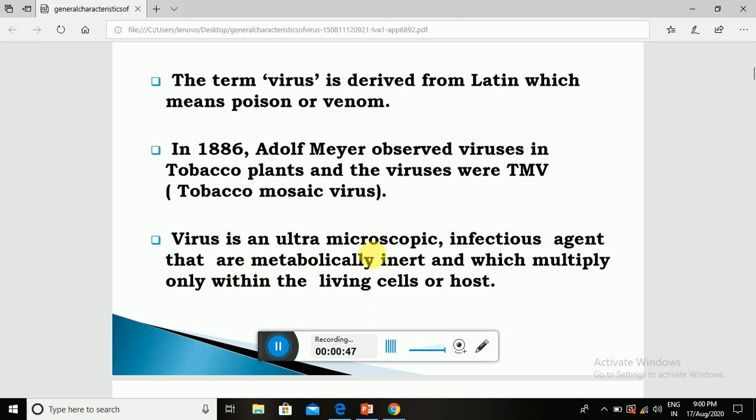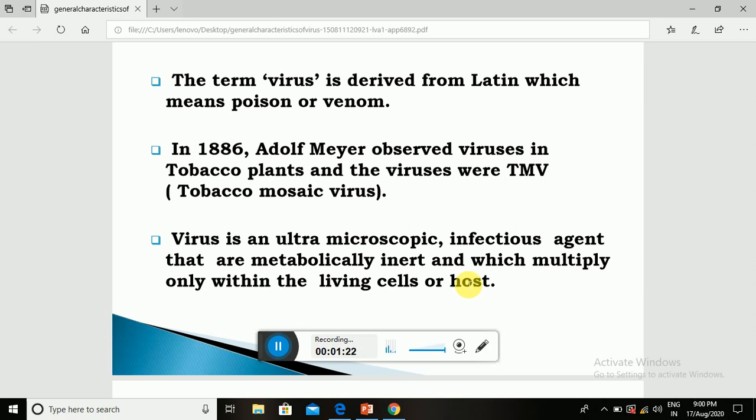So the virus is an ultramicroscopic infectious agent that is metabolically inert and which multiplies only within living cells or a host. Viruses are ultramicroscopic, so they cannot be seen by the naked eye. They are smaller than bacterial cells also. They are infectious, but they are considered non-living because they are metabolically inert or inactive without a host. A virus requires a specific host for its multiplication.